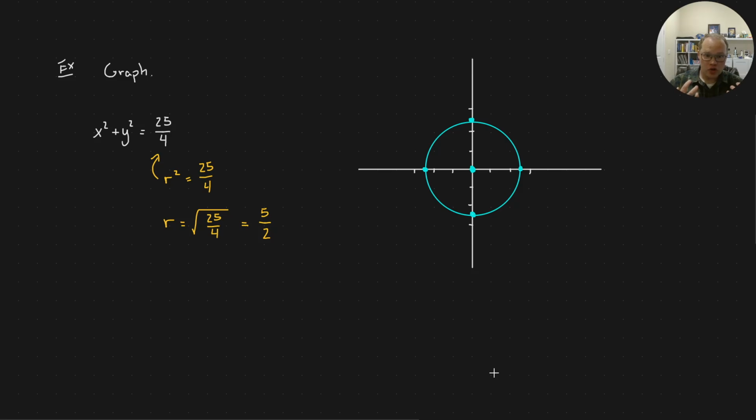So that circle is the graph of the equation. Notice I've drawn the center. That's not actually part of the graph. I just used it as a reference point. The graph is the circle here, right? This circle, that's the graph.